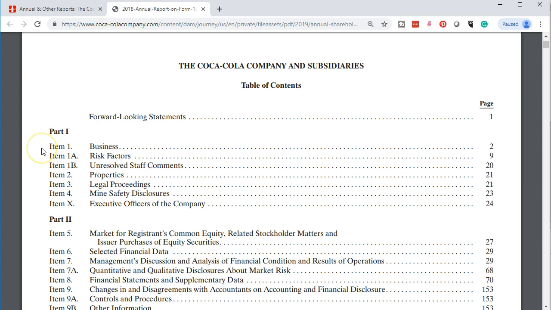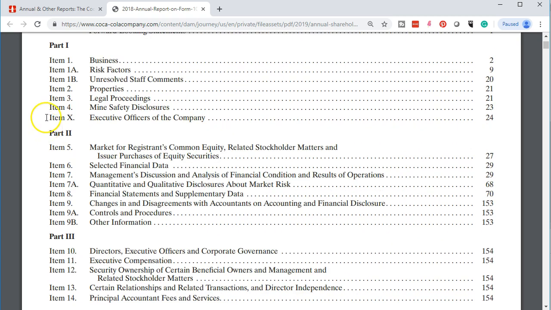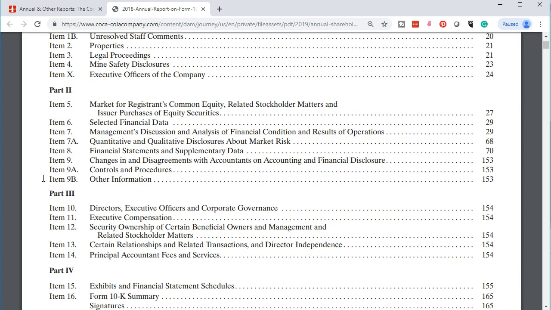We've got in part 1, the business. We have risk factors, unresolved staff comments, properties, legal proceedings, mine safety disclosures, executive officers of the company. Then we have part 2, market for registrant's common equity, related stockholder matters, and issuer purchases of equity securities, selected financial data. So we have some selected financial data here, not the financial statements particularly or per se. We have the management discussion and analysis of financial condition and results of operations.